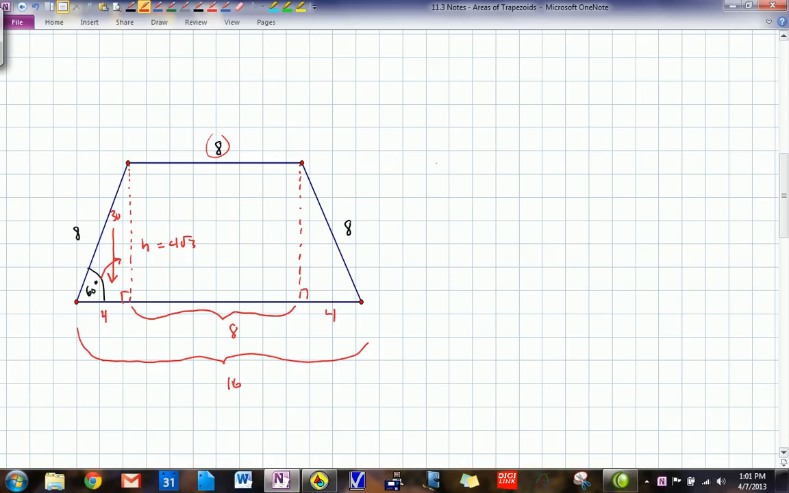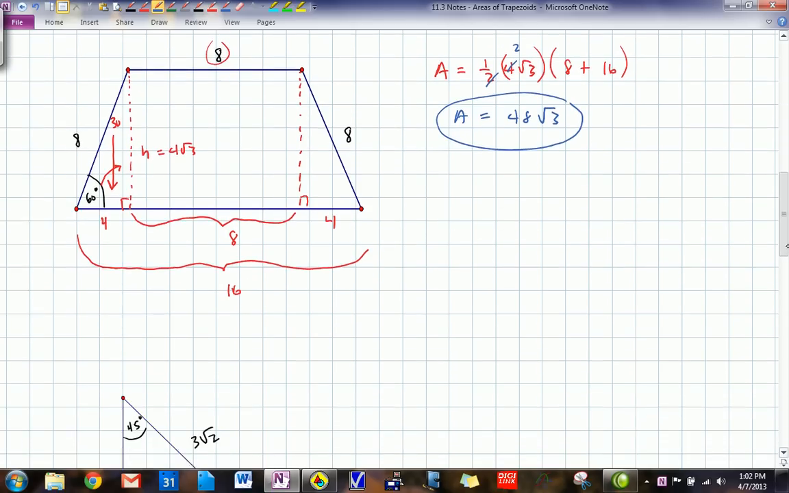Now we use the formula: area is 1/2 the height, which is 1/2 of 4 times the square root of 3, times the sum of the bases, which is 8 plus 16. The 8 and 16 is 24, and half of 4 is 2, so I end up with area equal to 2 times 24, which is 48 times the square root of 3.